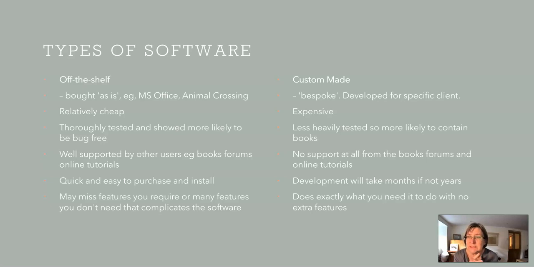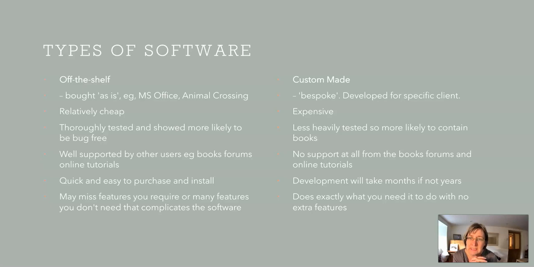Off the shelf is obviously quite cheap. It's being made thousands of times, so they just get their profit on every single individual sale, so the profit only needs to be small on each one. Whereas custom-made software is very expensive. It's been built specifically to your needs. You will possibly be the only or one of very few customers, and therefore it's far more expensive.